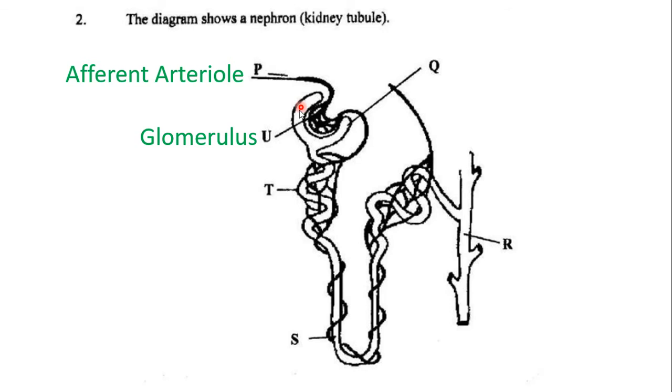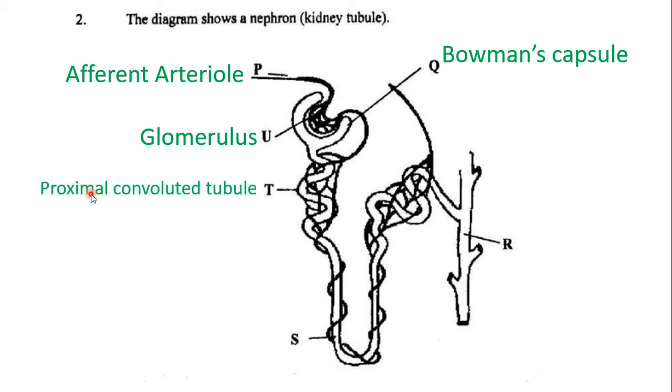How about the structure labeled Q? Well, that is the Bowman's capsule. Now, the structure labeled T, what is that? That is the proximal convoluted tubule. Okay, that's the structure labeled T.